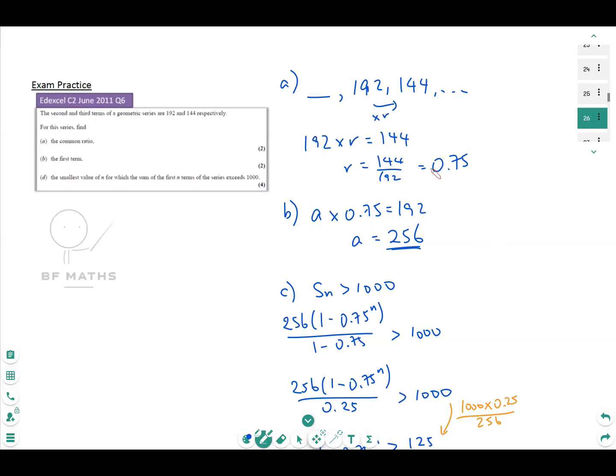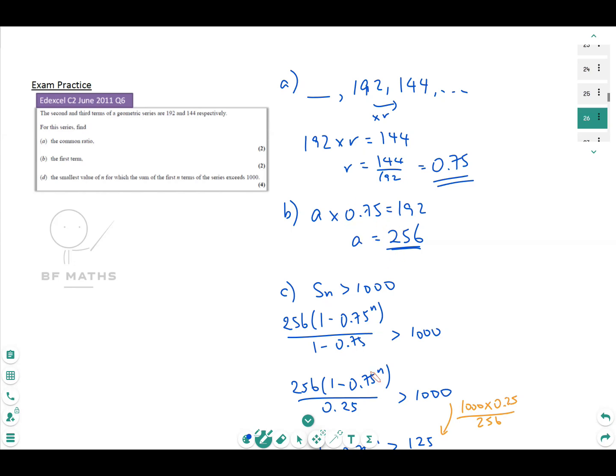Here's the answer. Question A, common ratio is 0.75. I don't think there's any issue. If you're struggling to use any formula, I just say count the terms. The easiest way is to write out the terms and then try to find out that way. Geometric series means they multiply by a common ratio. So R equals 0.75. Part B, just work backwards. 192 divided by 0.75, you get 256.